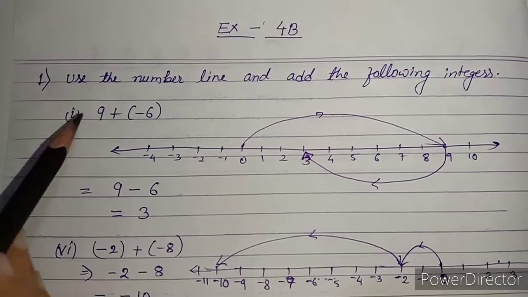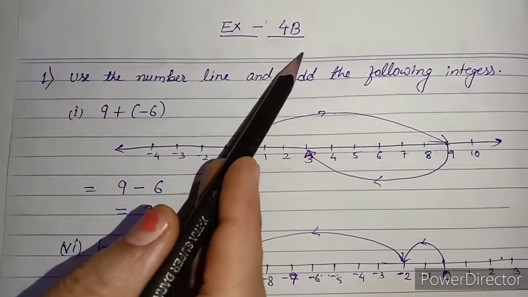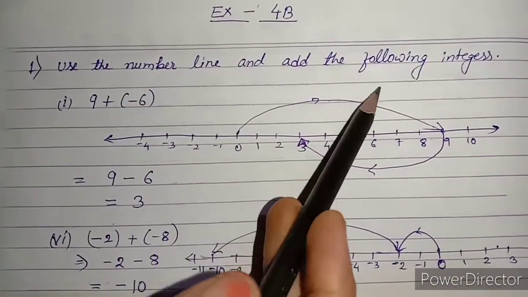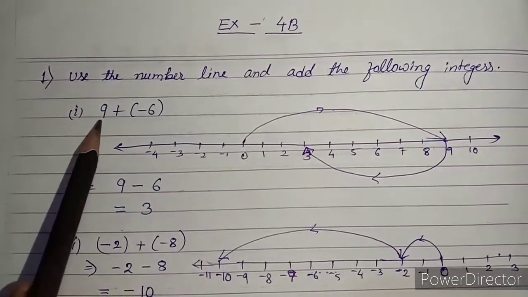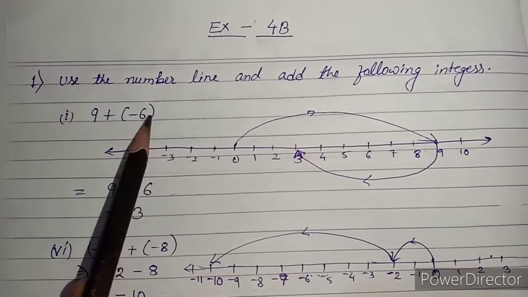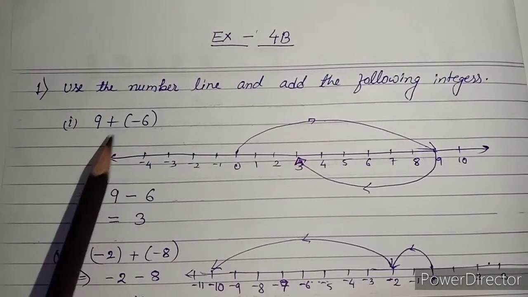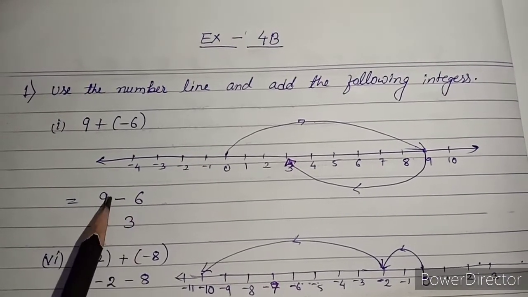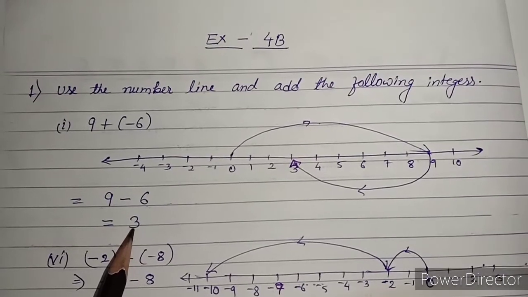Now see the questions of exercise 4b. First question is here. Use the number line and add the following integers. The first one is 9 plus -6. So when you remove the bracket, plus into minus is minus here. So 9 minus 6. And when you subtract both, you will get 3.